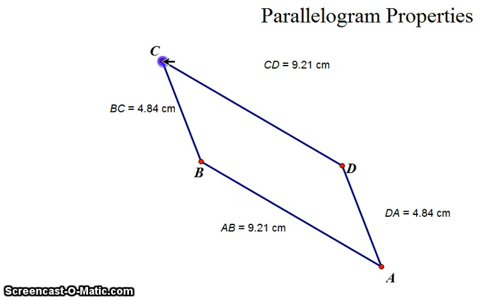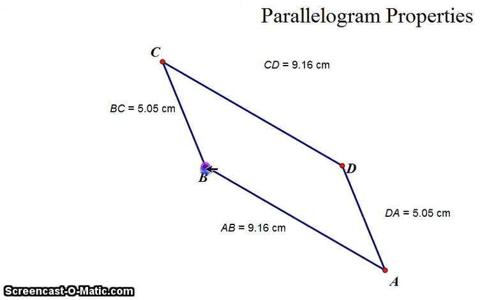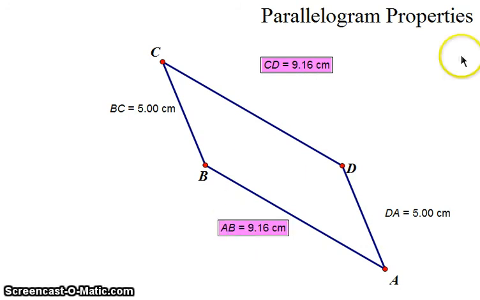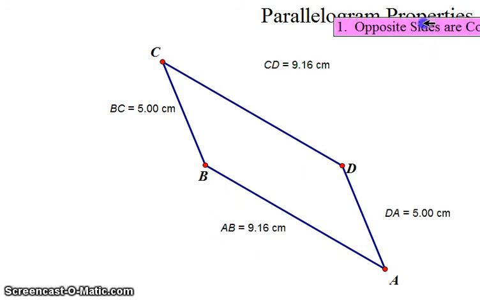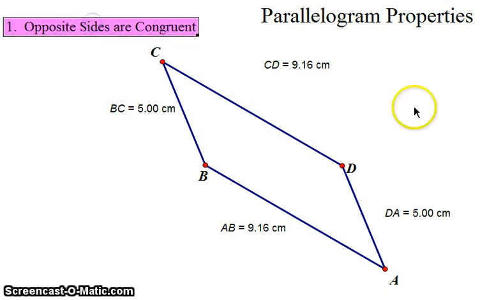If I change the parallelogram, do you still see the same pattern? As I change the side lengths, do you still see the same pattern? Yes, and what you should see is that opposite sides of the parallelogram are the same length, which means they're congruent. Opposite sides of a parallelogram are congruent. So that's one of the first properties.